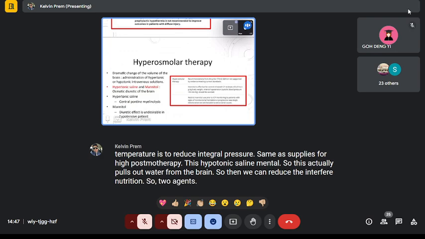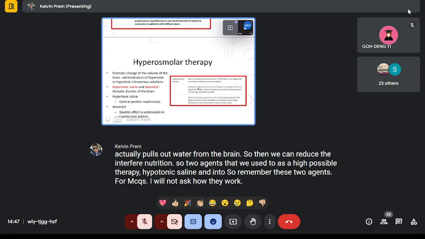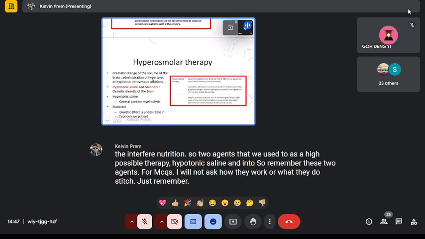So two agents that we use as hyperosmolar therapy: hypertonic saline and mannitol. Okay, so remember these two agents for MCQs. I will not ask how they work or what their dosage is. Just remember these two names.